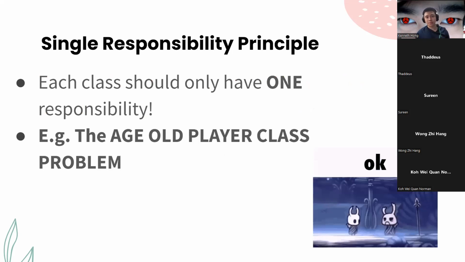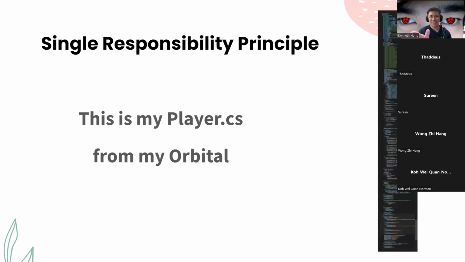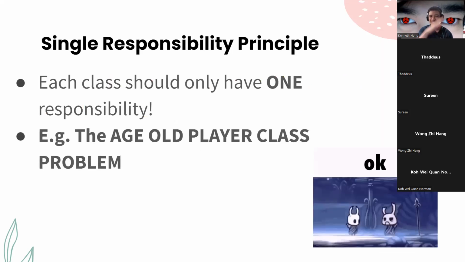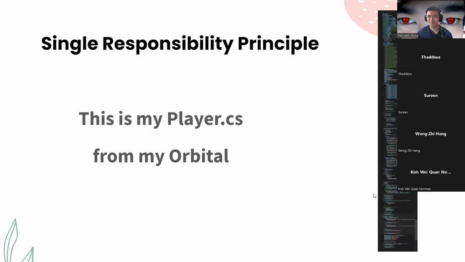Secondly, is the single responsibility principle. This is a bit similar to the separation of concerns principle, in that each class should only have one responsibility. And we have our age-old player class problem. If you take a look at the right side of your screen, this is my Player.cs class from Orbital, and this is where I did not learn about this principle. So I just mashed everything into one class, which you should not do. This is a horrible example, and I hope none of you will ever do it.